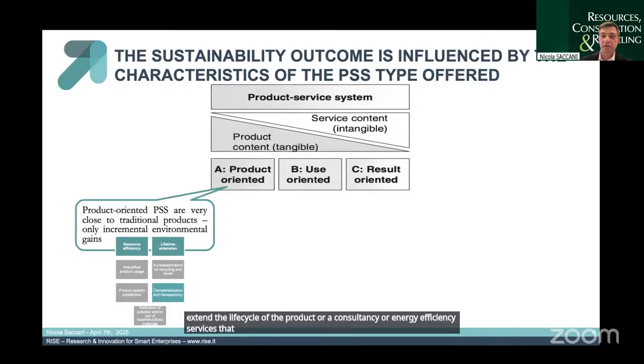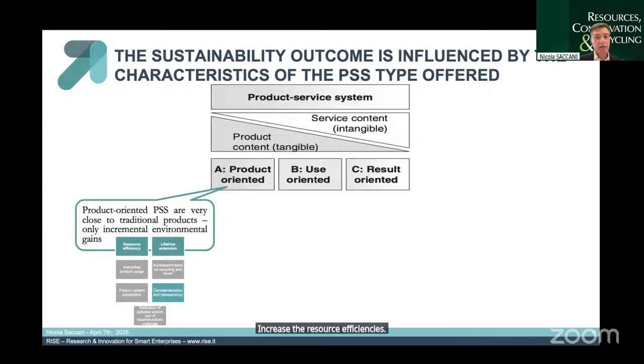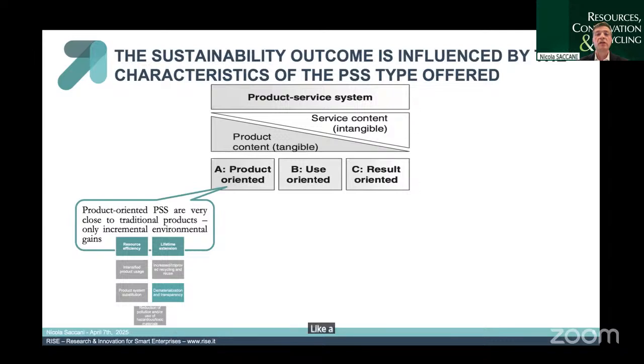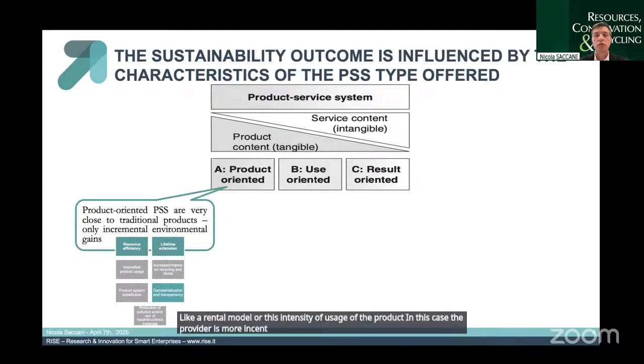increase resource efficiencies. Then we have the user-oriented PSS, where the ownership is retained by the provider and the customer pays for access to the product, like a rental model, or for the intensity of usage of the product. In this case, the provider is more incentivized to offer services that decrease life cycle cost and increase sustainability at the same time.